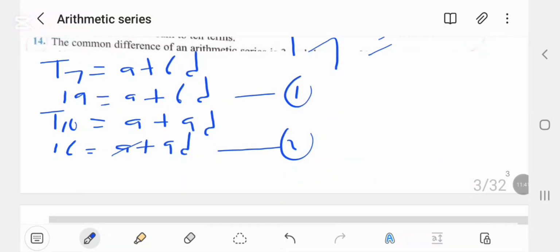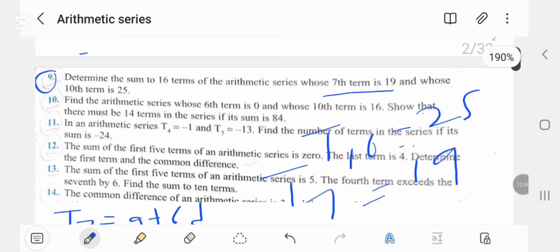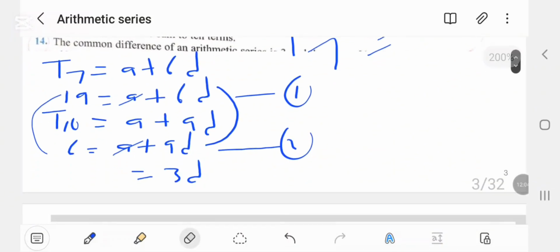So the A cancels. 9D minus 6D is 3D. And then 16 minus 19. Let me check. Is it 19? T10, oh, T10 is 25. My mistake. T10 is 25. So what's 25 minus 19? It's 20, 21, 22, 23, 24, 25, which is 6. Then of course 3D is 6, so our D will be positive 2.